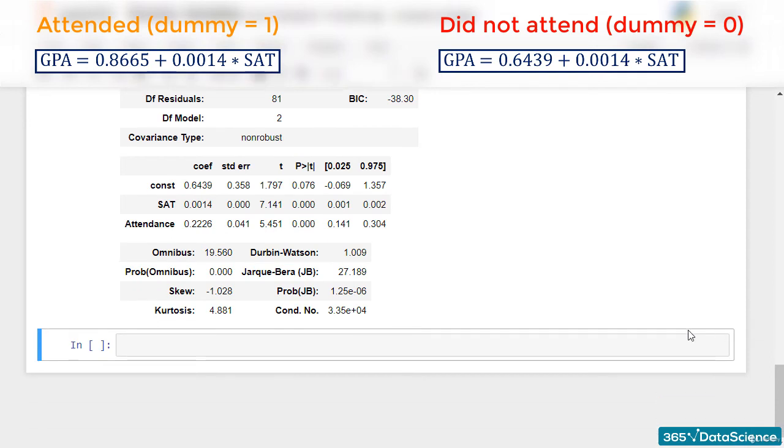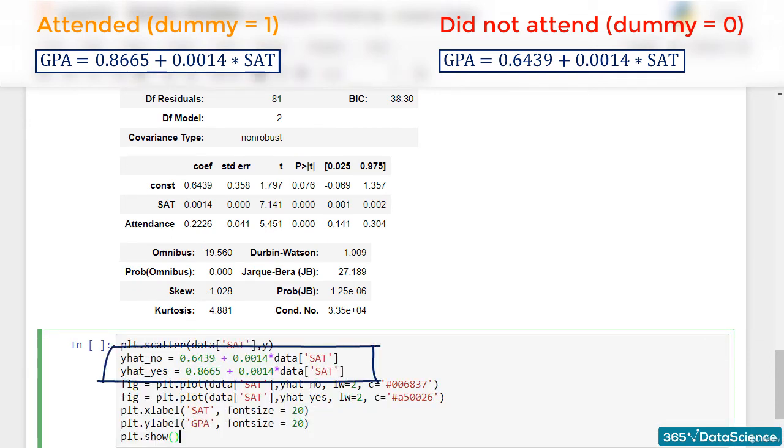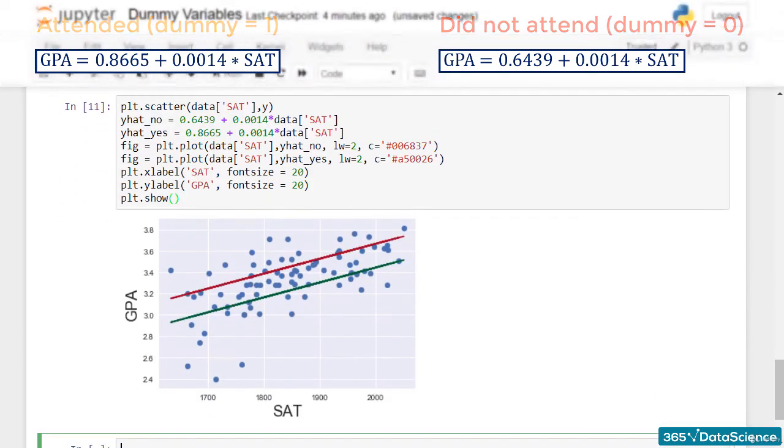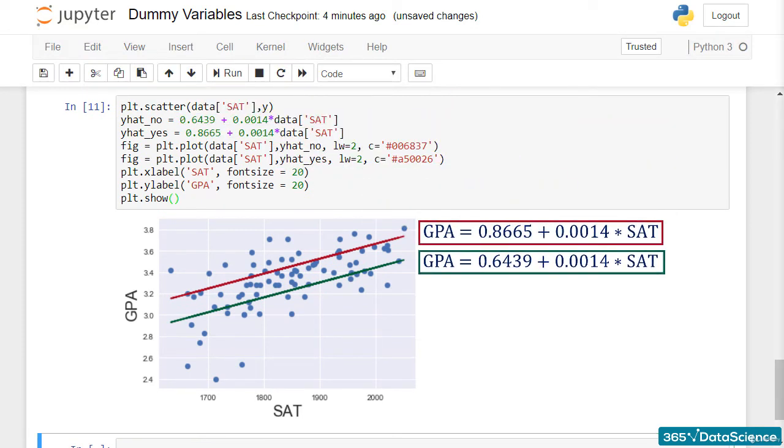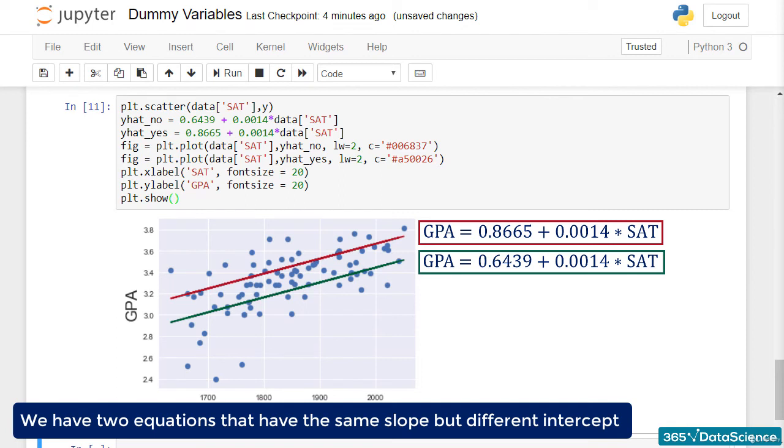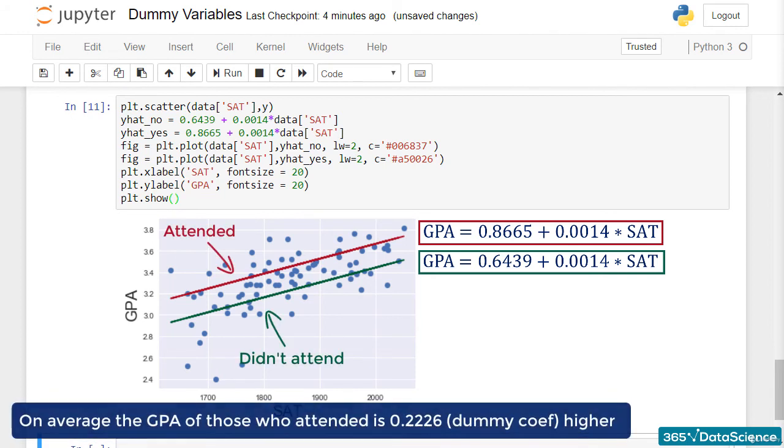I will plot the data. There will be two equations, which I will call y hat underscore no and y hat underscore yes. They will represent the two equations we just talked about. Certainly, we can parameterize these equations, but there is no need for such a simple example. So, what we observe are two equations that have the same slope but have a different intercept. The students who attended are spread around the upper line. On average, their GPA is 0.2226 higher than the GPA of students who did not attend.